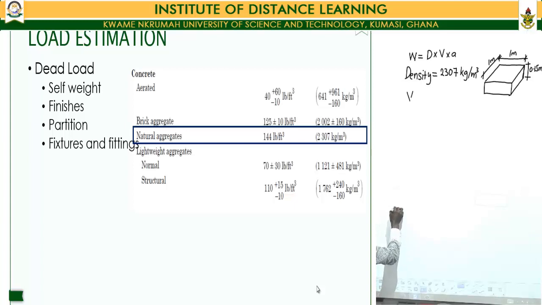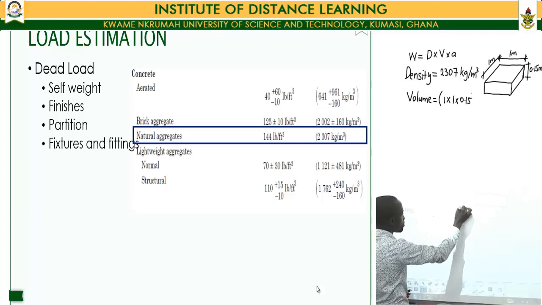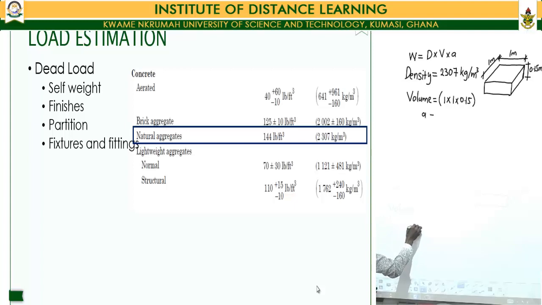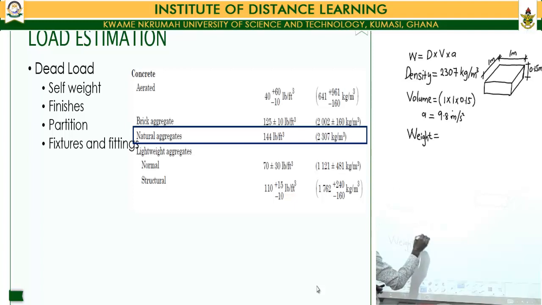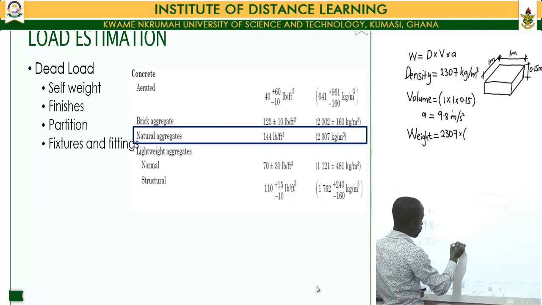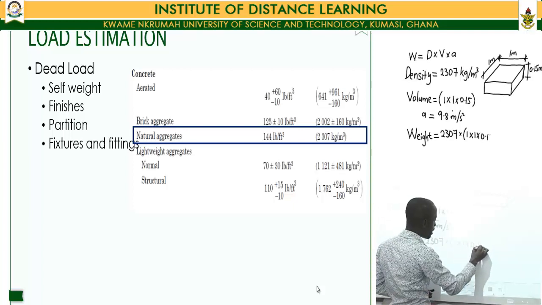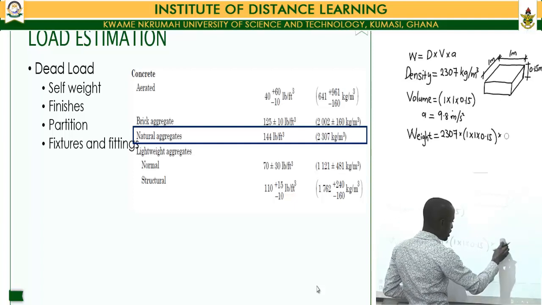So then the volume of our panel, or the volume of our concrete, would be equal to 1 by 1 by 0.15. Now the acceleration due to gravity, as we all know, is equal to 9.8 meters per second squared. In which case, the final weight of our concrete will now be equal to 2,307, which is the density, multiplied by 1 by 1 by 0.15, multiplied by the acceleration due to gravity, which in our case is being taken as 9.8.